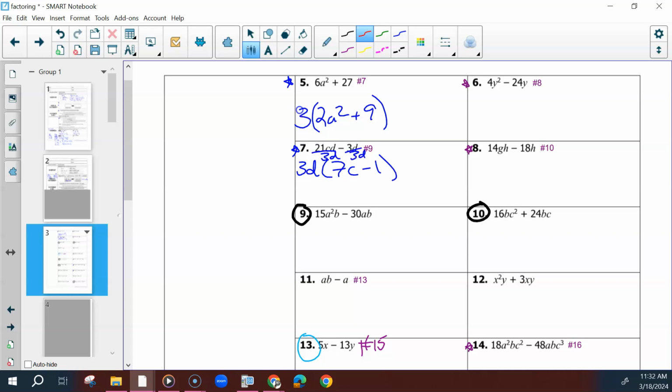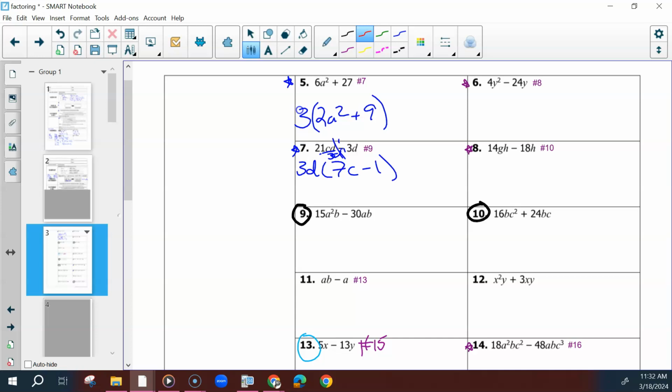No, I mean how do you know to do 3D? How do we know to do that? Because 3, we can divide both of these by 3, but also these both have a D. When you divide 3 and the 21, does that also take out the 3D? So the 21 divided by 3 gives us the 7. This would really be 1 minus 1, which would be 0, so the D's would cancel, just leaving the C. So there's a lot of exponent rules at play here.